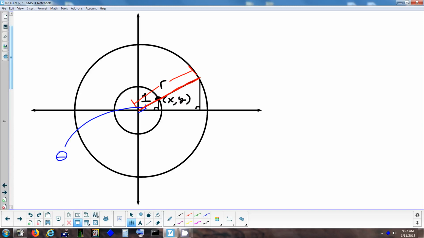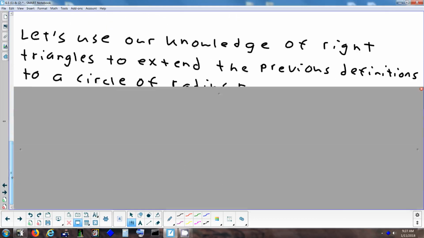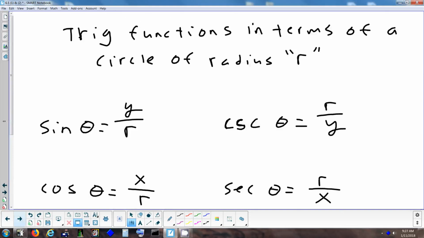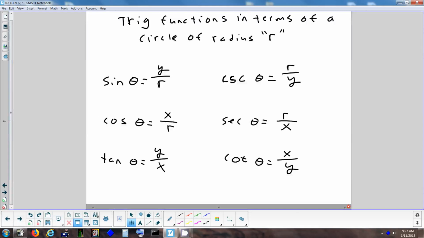So basically all we have to do to adapt the formulas for unit circle trig to make them work with a circle that's bigger radius, or a radius that's not 1, is everywhere we had a 1, which was the hypotenuse, change the 1 to an R. Because now the hypotenuse, or the radius, is bigger, or it could be smaller than 1. So what happens is, instead of y over 1, because 1 was the hypotenuse, now it's y over r. Instead of x over 1, now it's x over r. And for tangent, it stays the same.